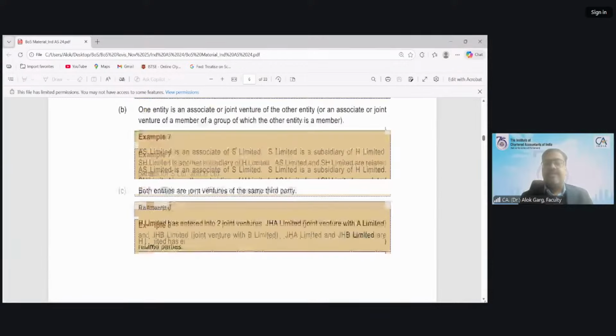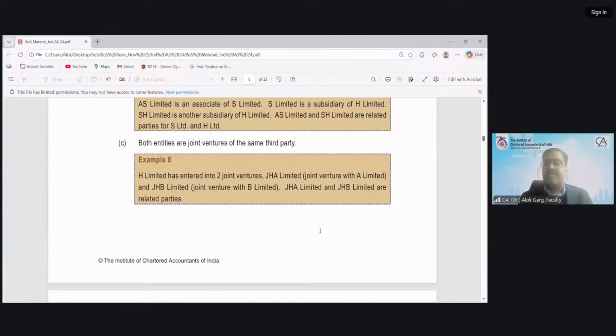Both entities are JV of the same third party. We discussed H Limited has entered into two joint ventures: JHA Limited, JV with A Limited, and JHB Limited, JV with B Limited. So in this case, both the joint ventures JHA and JHB are related parties. We discussed this also.